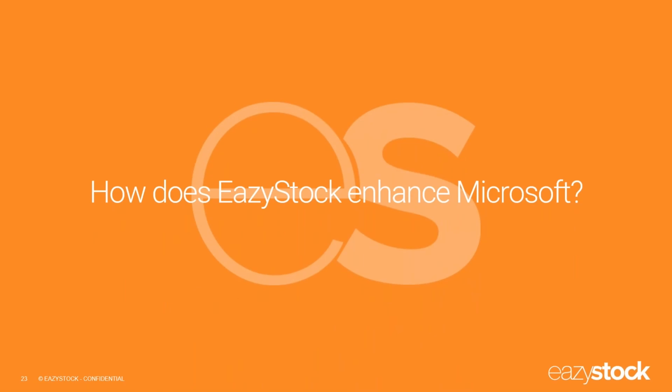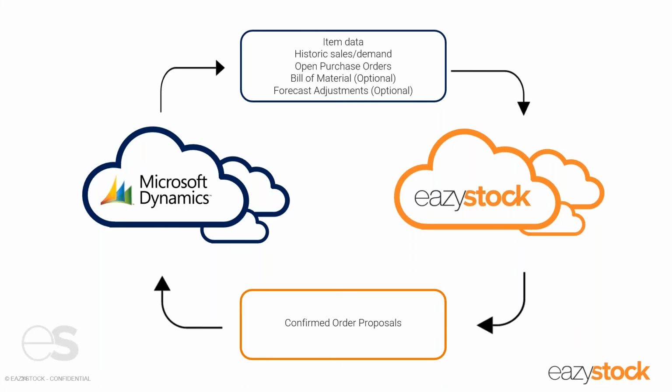So let's talk next about how EasyStock enhances Microsoft. The first thing we want to go over is our connections into Microsoft. We do have pre-built connectors. We can also integrate via flat files and communicate through SFTP.